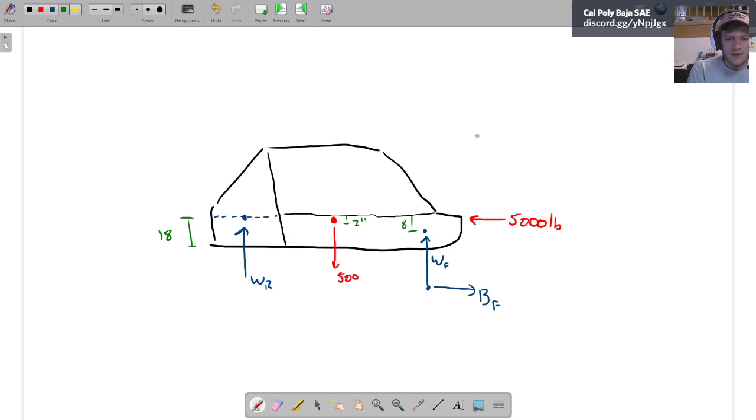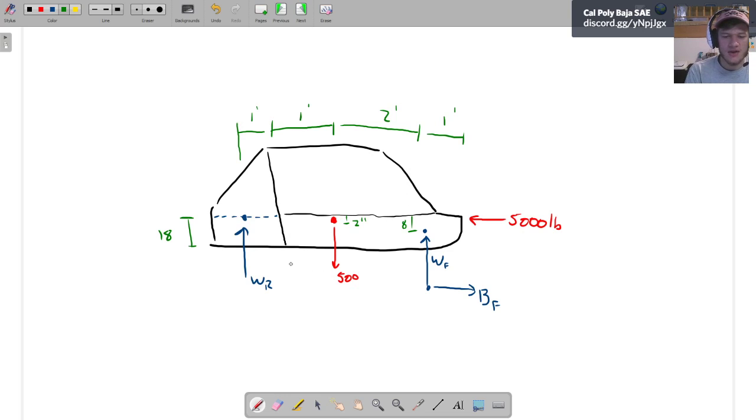So the whole car is about 7 feet long. So that means from here to there, call that 1 foot. Here to there, we'll call that another foot. And then we'll say this is 2 feet away, and this is another foot from there. So that's 1, 2, 3, 4, 5, 6, 7. Sure, that sounds about right.